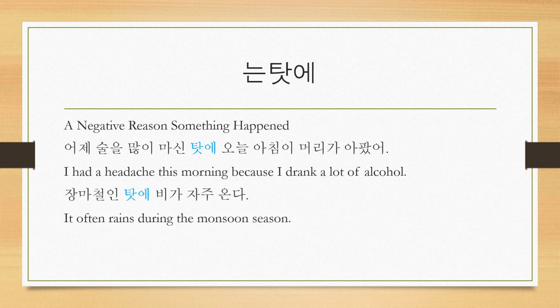And finally, we have 장마철인 탓에. So 장마철 is the rainy season, or monsoon season, however you want to think about it. 비가 자주 온다, right? So you can see that it's a negative reason. So it often rains lots, and obviously you don't want to get caught in the rain. It can be inconvenient, and it's humid and stuff. So it's a negative reason for something to happen.